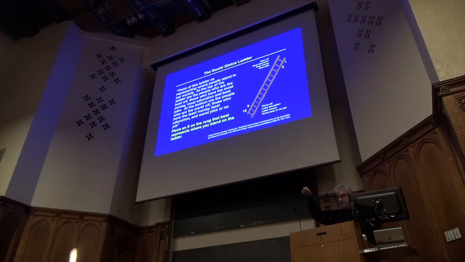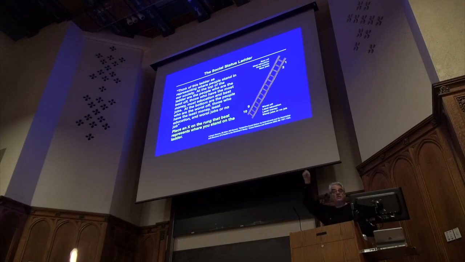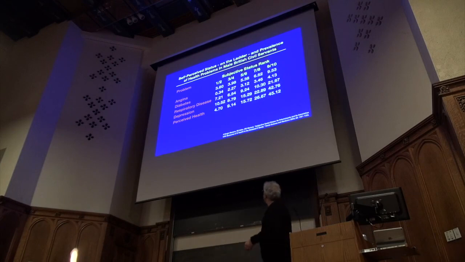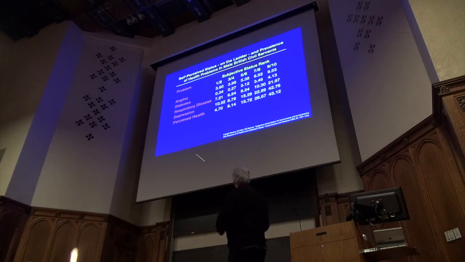And so then the person is supposed to put an X to indicate it, and then you can elicit this information from subjects, what their perception of their relative standing is in a group, for example. So this is some results from one such study. This shows the self-perceived status on the ladder and prevalence of health problems in male British civil servants.